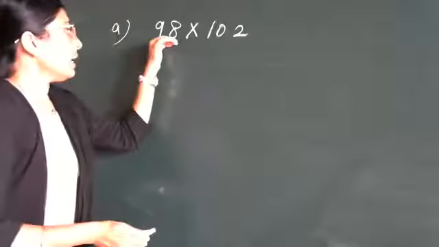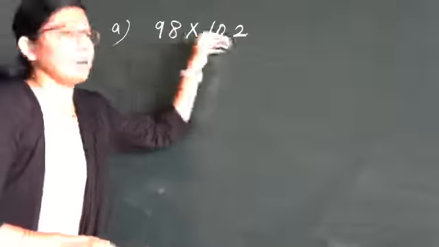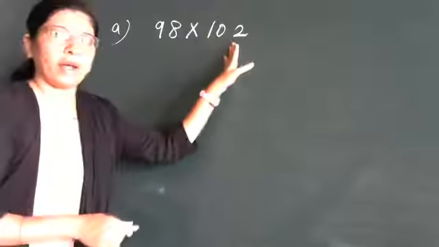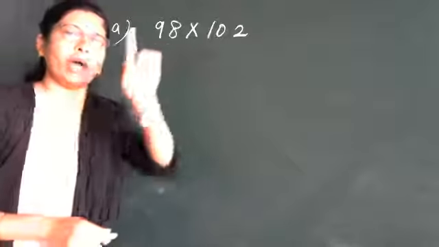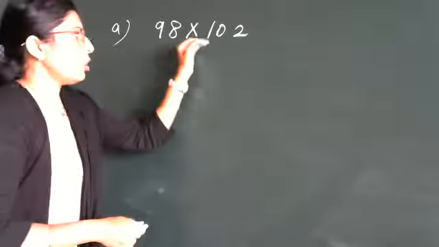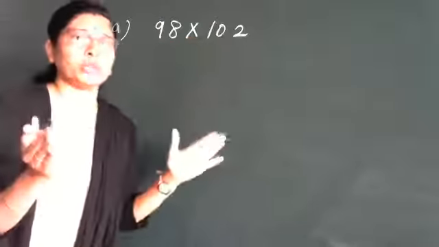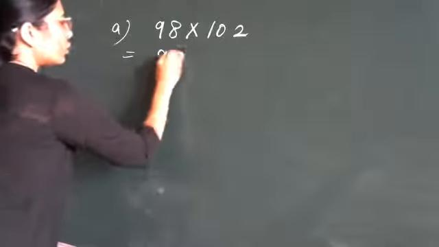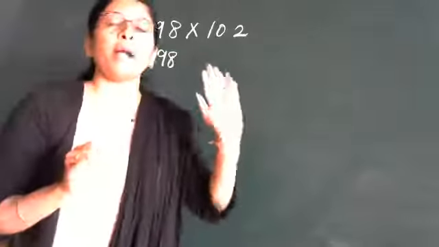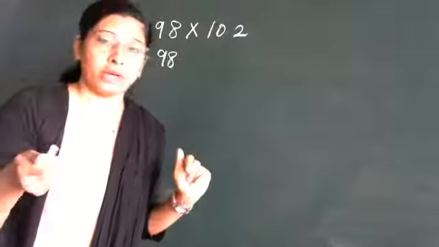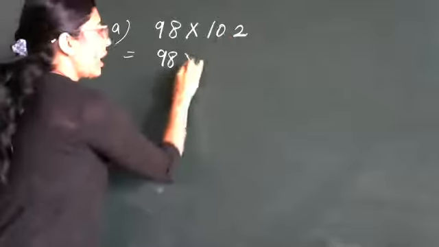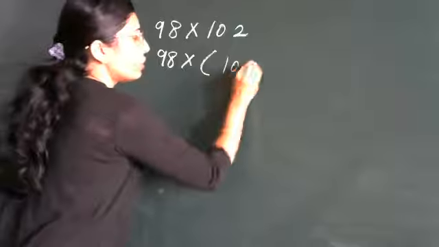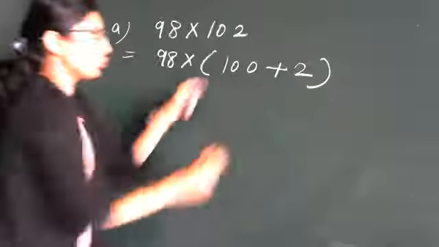So here, 98 and 102, which number can you easily distribute, you can split? Either of the one you can distribute. So this 102, how can you split? Easy method. We can use here multiplication over addition, means this 102 we can distribute as 100 plus 2.